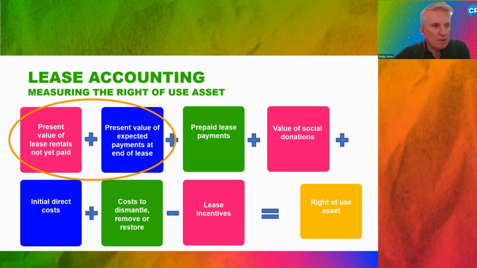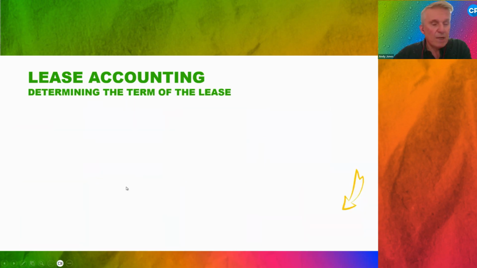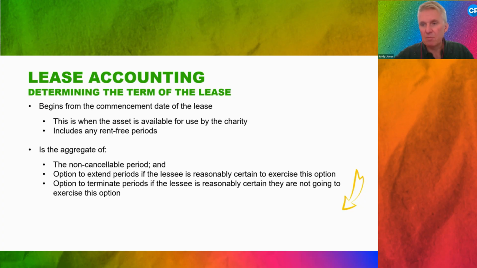An important factor in the calculation is determining the term of the lease. This essentially begins from the commencement date of the lease, when the asset is available for use by the charity. That's the important test, and it should also include any rent-free periods under the lease. So the lease may commence on a certain date, but maybe the first 6 months are rent-free. It needs to still start from that commencement date, not from the end of that rent-free period.